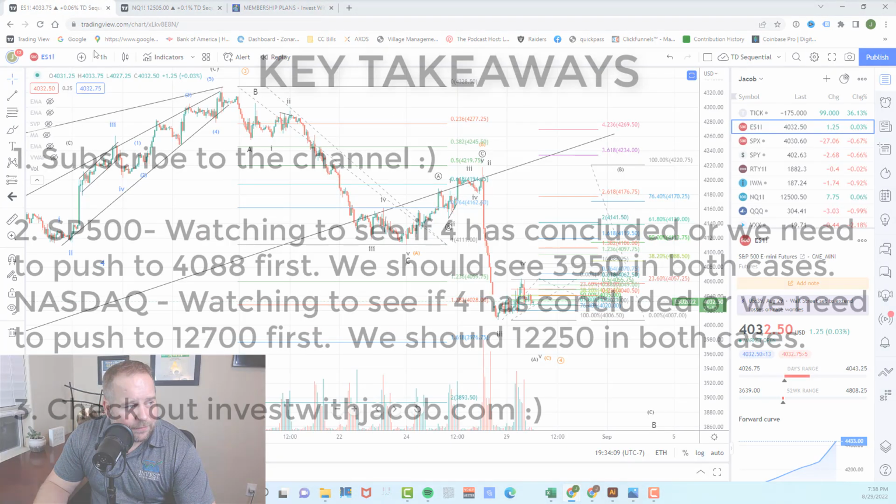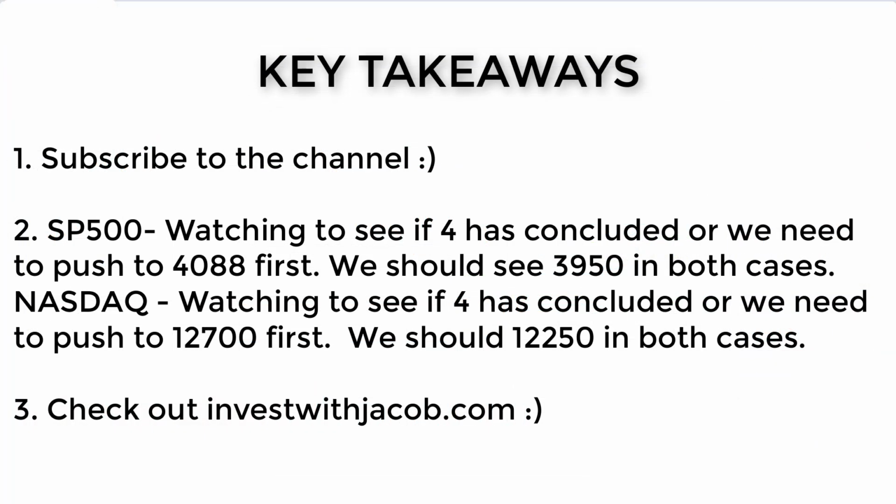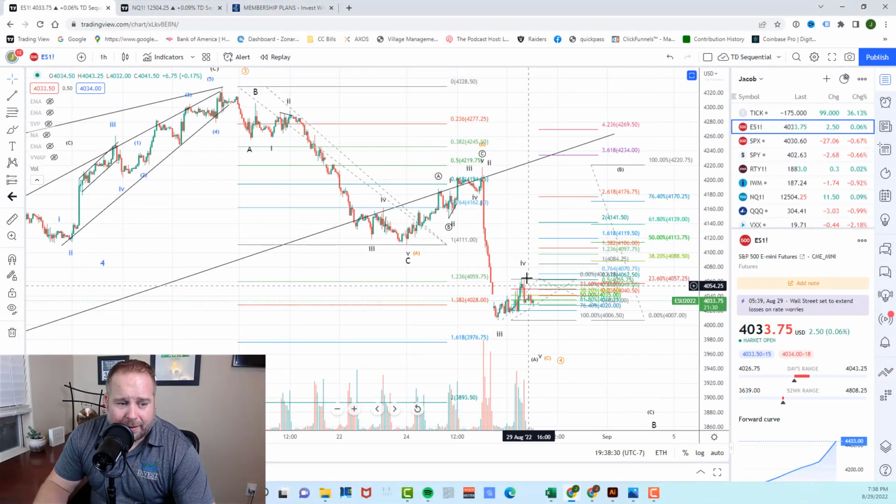All right, key takeaways for today. Are they going to push up in this wave 4 towards the 4088 area, or are we done with wave 4 and going to push directly down towards 3950? It is possible we could get this B wave or even the move to 4400 directly, but given this bounce, I think that's less likely.